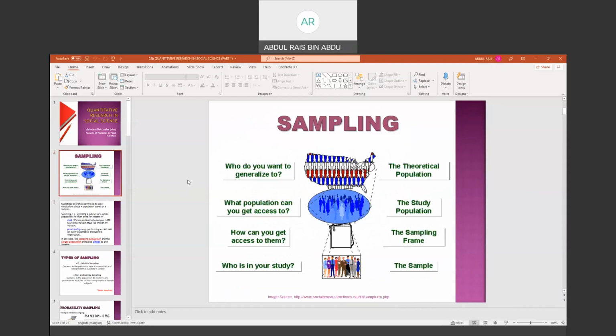Talk about sampling. We are talking about choosing a portion of the population to be representative of the study. So you need to ask the question: who do you want to generalize to? What population can you generalize to, and how can you get them in your study? Once you've identified this type of questions, only then you can determine your sample size, right?